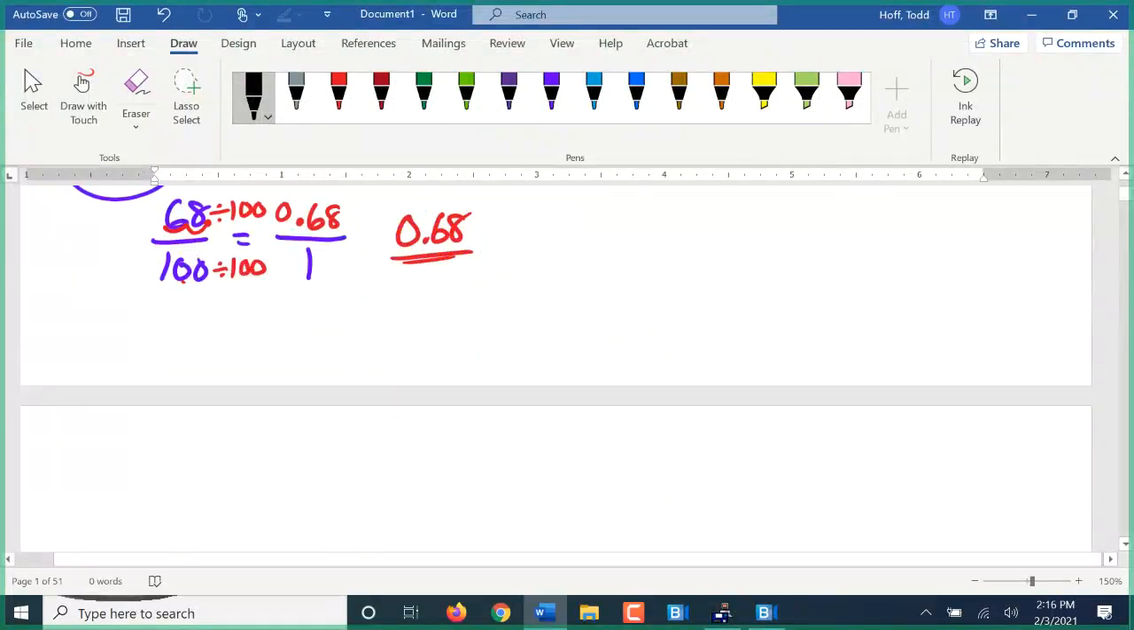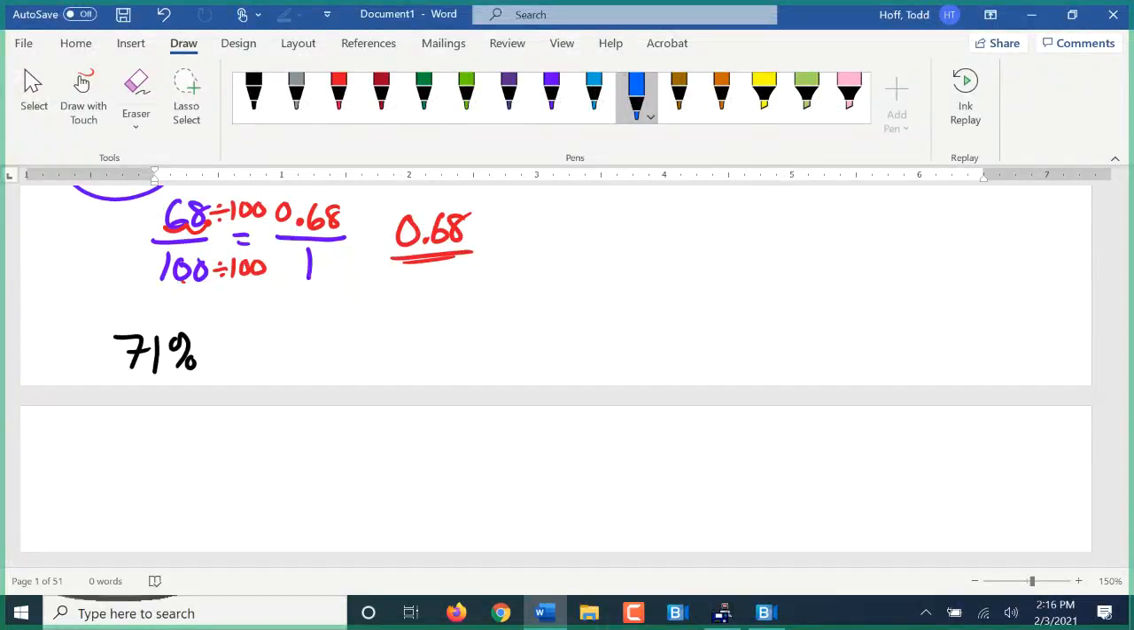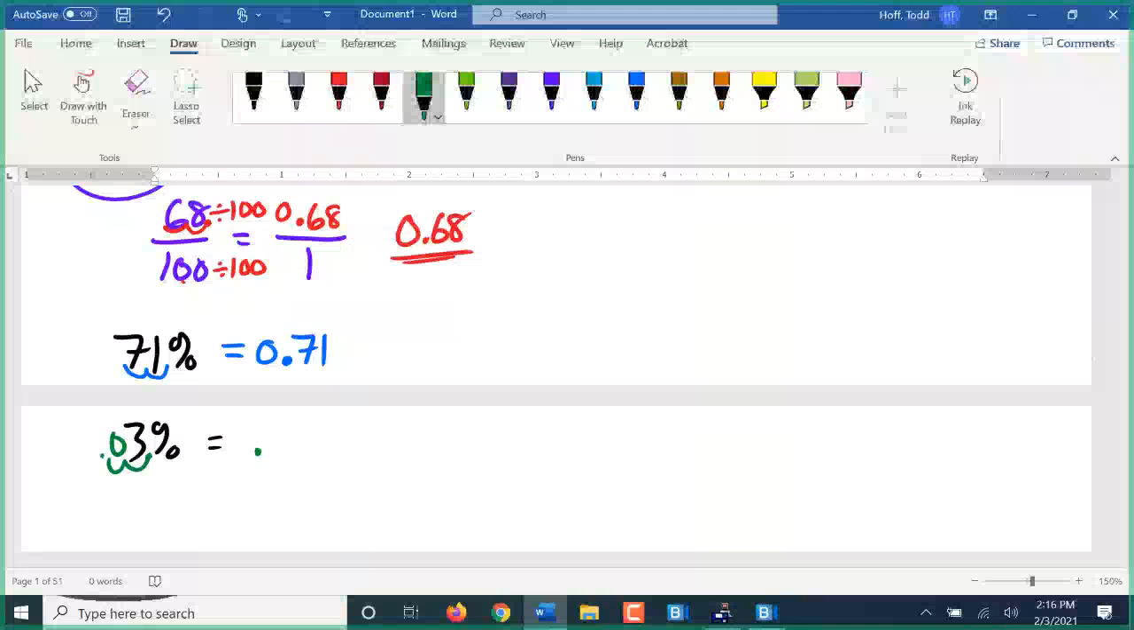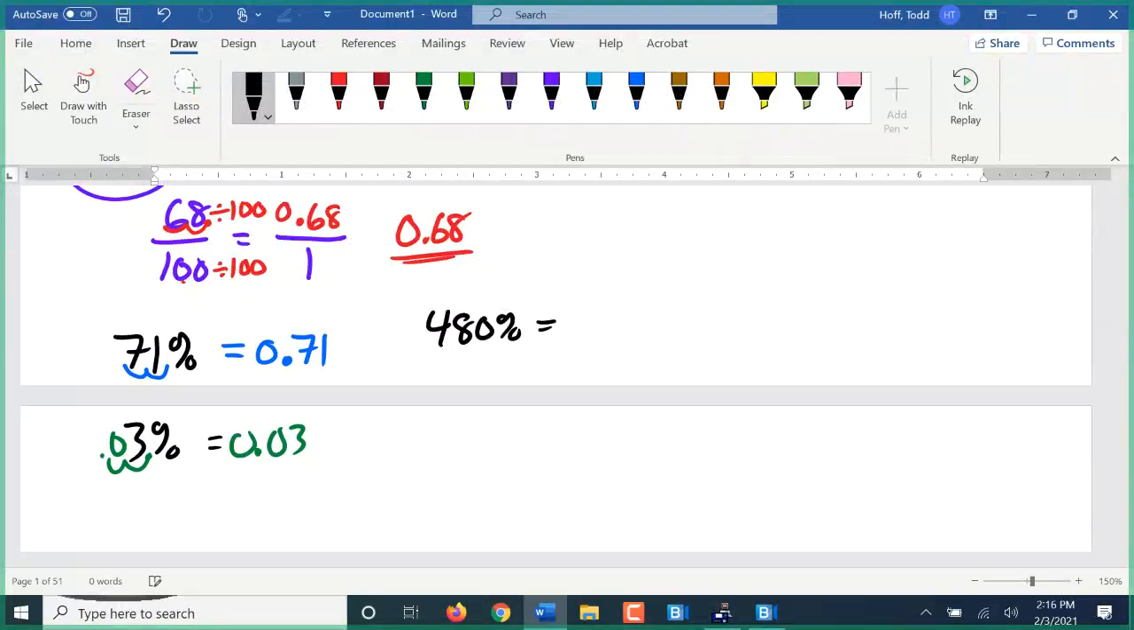So if we have something like 71%, that's 71 out of 100. How many will that be out of 1? 0.71. Divide by 100 or move the decimal over, 0.71. If we have 3%, divide by 100 or move the decimal over 2 spots. Oops, I got 1. I got to fill in a 0, don't I? 0.03. If I have 480%, what's that going to become? 4.8. Good. I have to divide by 100, move the decimal over 2 spots. 4.8.